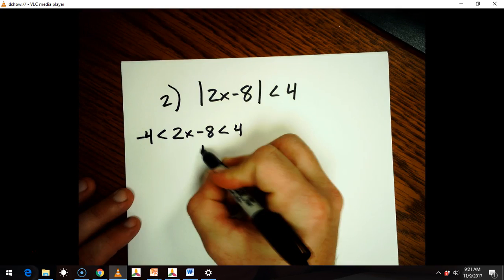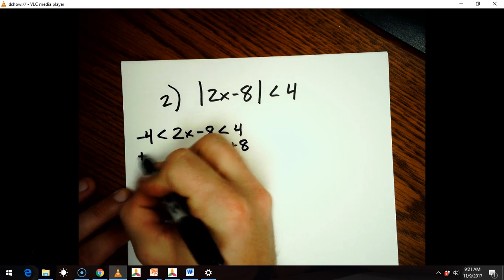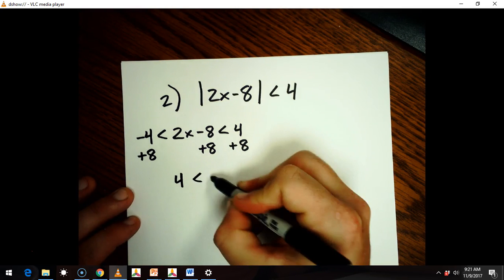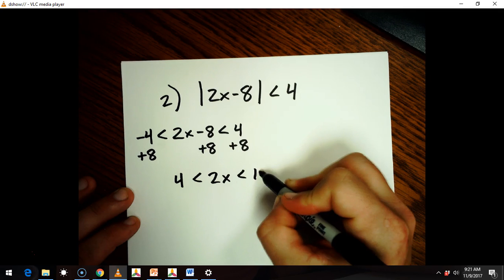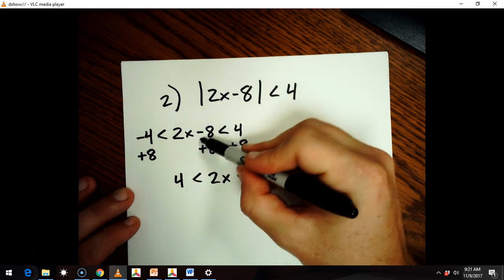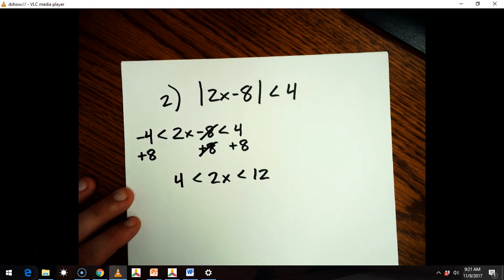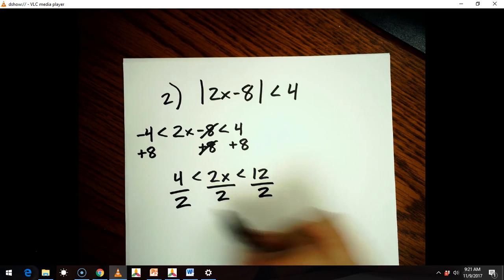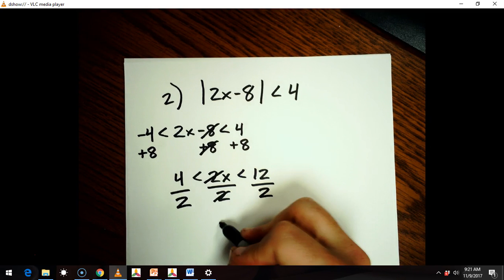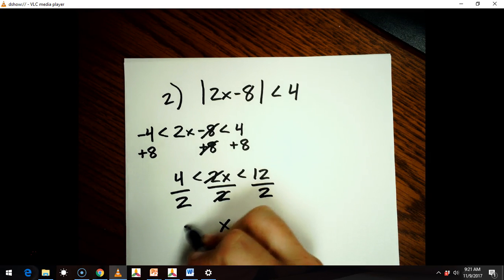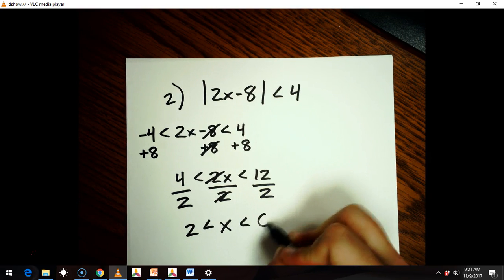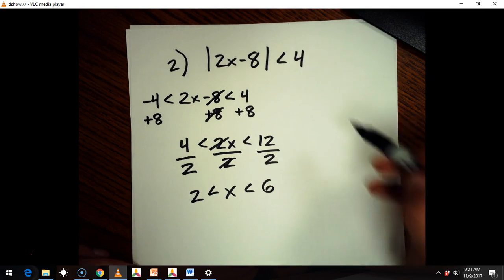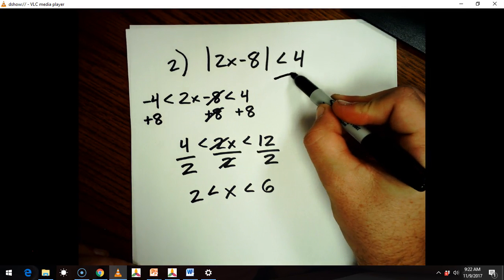So we're going to solve this by adding 8 to each of those terms. So now we have 4 is less than 2x is less than 12. Of course, the 8's, opposite 8 and 8, cancel in the middle. And then we're going to divide everything by 2 so that we'll have x in the middle. And so we have 2 as an endpoint here, we have 6 as an endpoint there. So my answer is a double inequality because I have a less than sign.